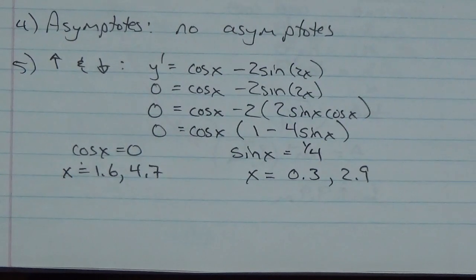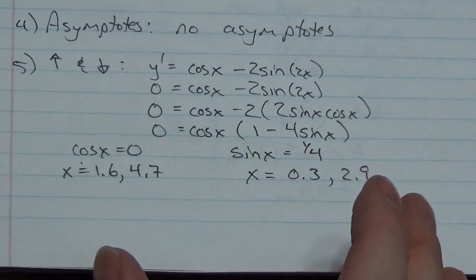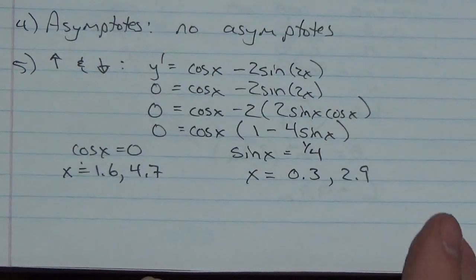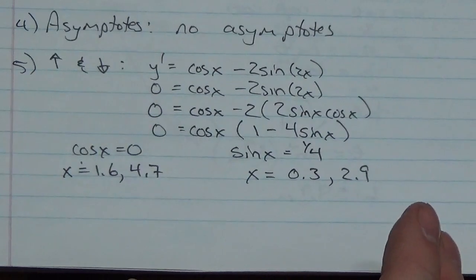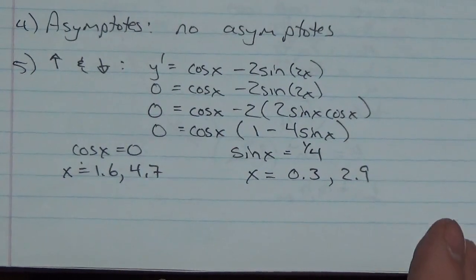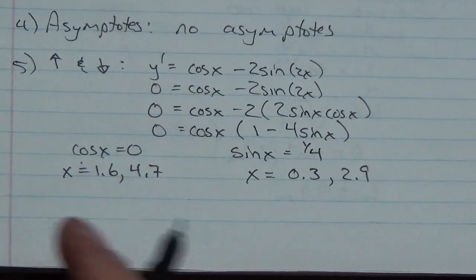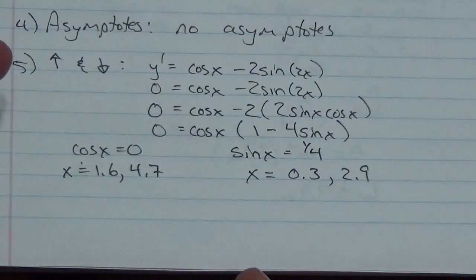Now, what's significant about those points here is that these are the values of x where this function goes to 0, where its value is 0 here. So we know that the function is going to be increasing on either side of these.